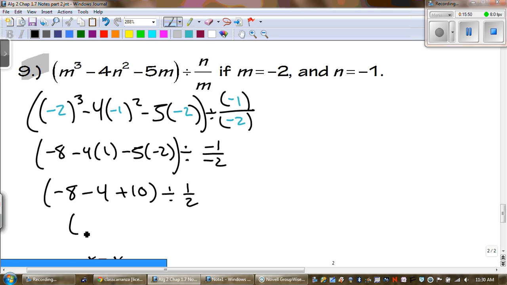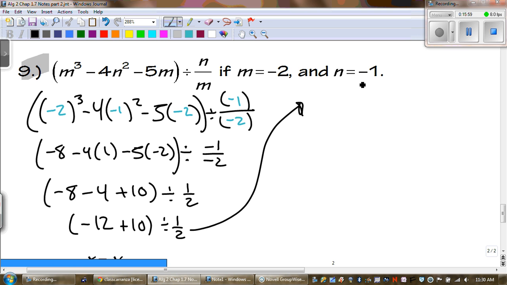Okay. We have -12. I'm combining the like terms. -12 plus 2 gives me -2 divided by 1/2. Now, we talked about when we have division that we want to flip. Okay, so -2 times 2 over 1, and remember that that -2 is over 1.